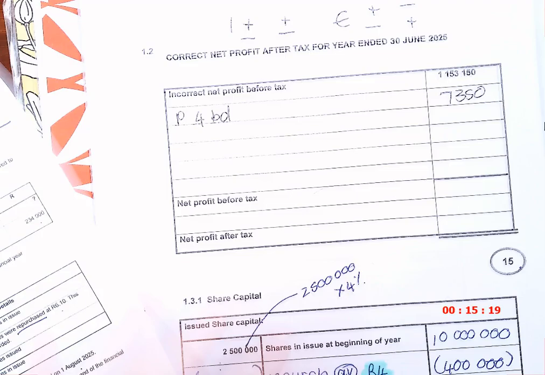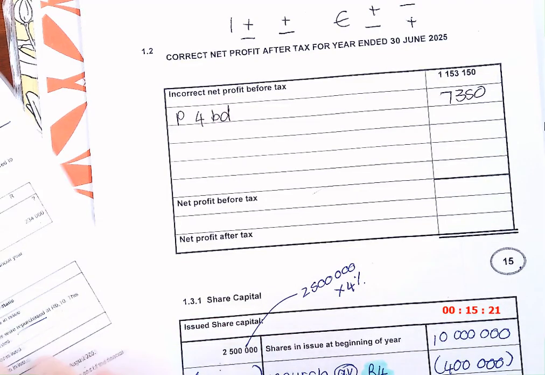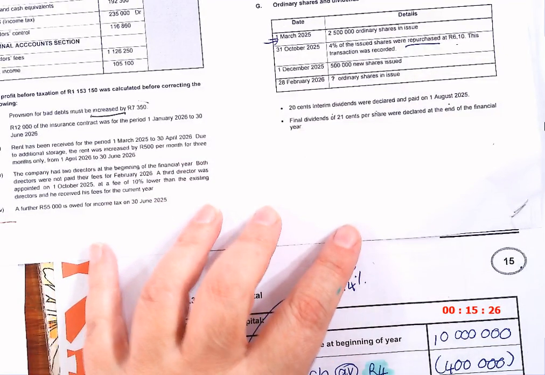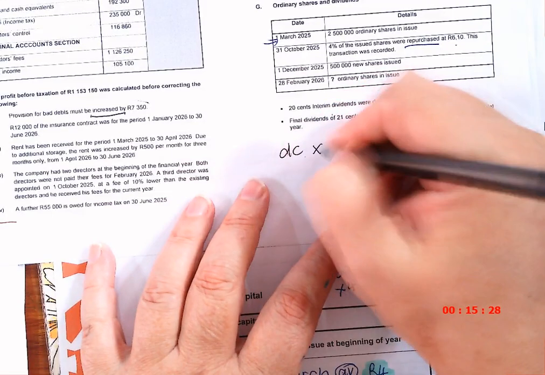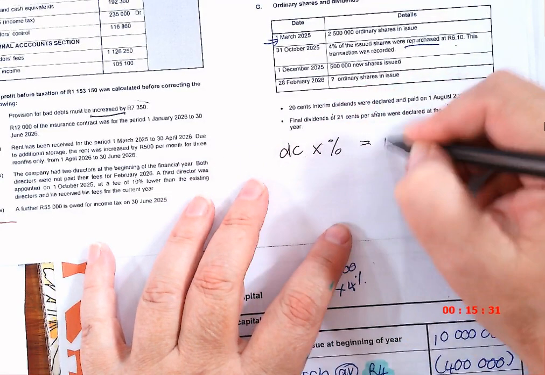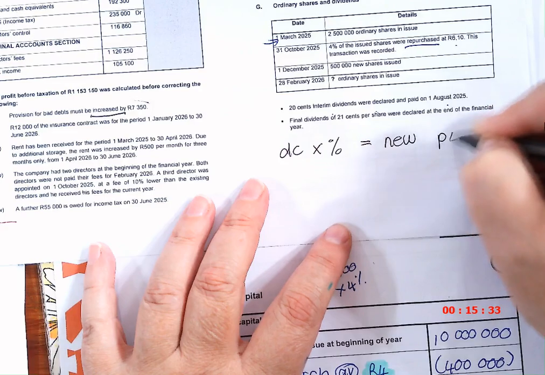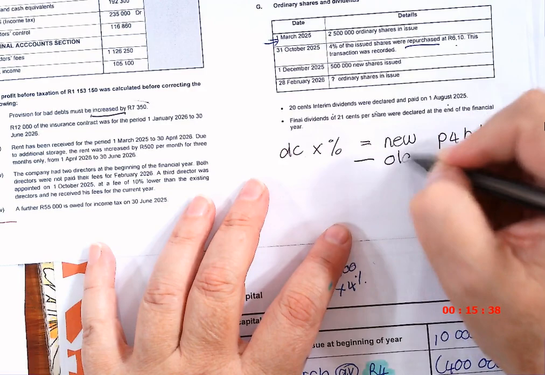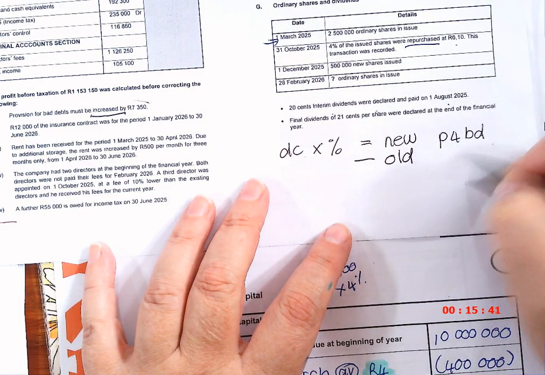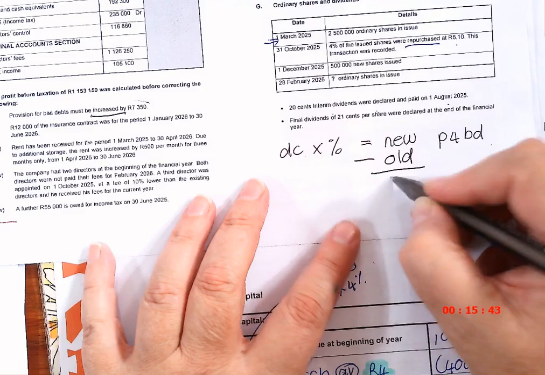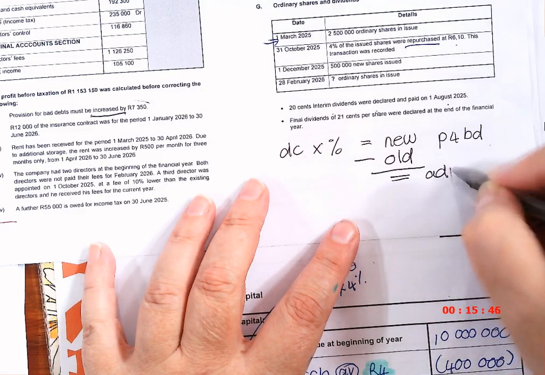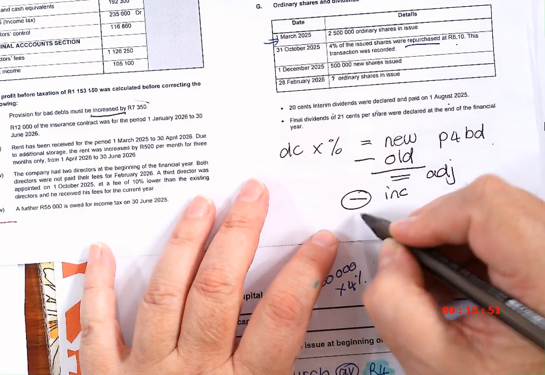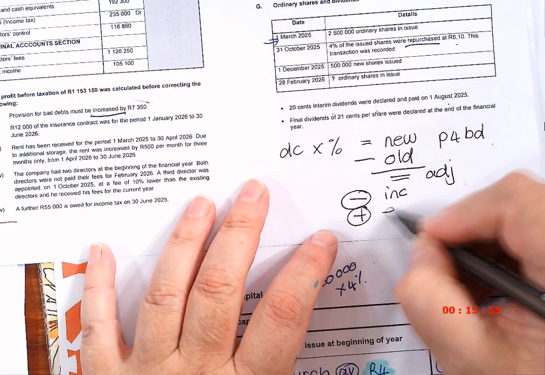Now the question is, is it a plus or a minus? Now what did I teach you? Remember, usually, let's go through the whole thing. My debtors control times the percentage gives me my new provision for bad debts, right? Then I subtract the old one that I get in the trial balance. Then the answer is my adjustment. If it's a minus, it's an income. If it's a plus, it's an expense.